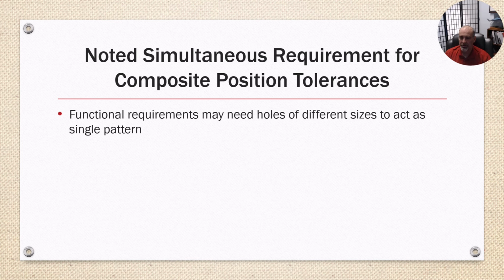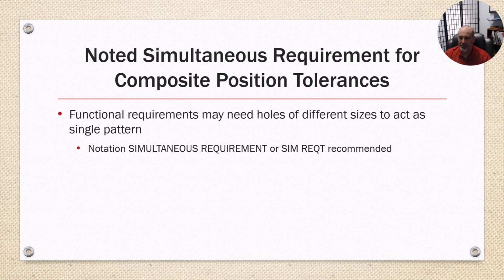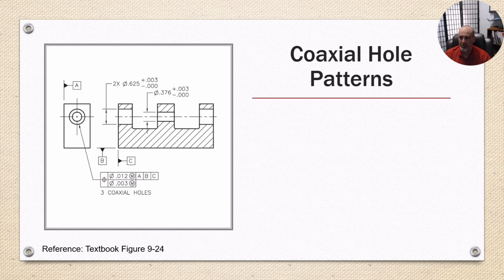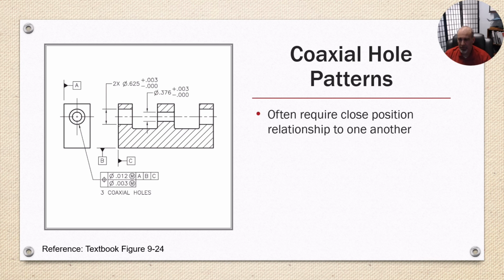So the functional requirements may need holes of different sizes that act as a single pattern. Notation must follow underneath the callout: simultaneous requirement, or SIM REQT is an abbreviation. One functional gauge. So here's a coaxial hole pattern. We have 3 holes, they're different size. They often require close position relationship to one another.